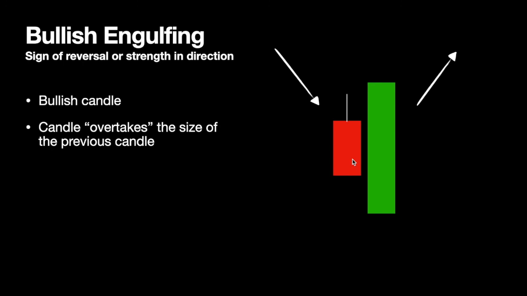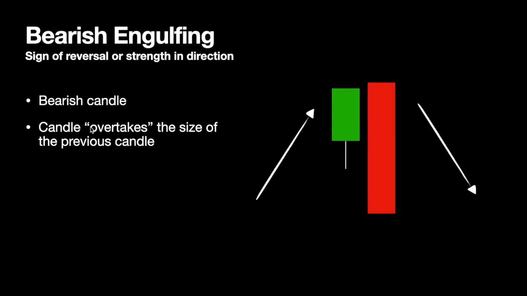So if a stock like Tesla, for example, is falling from $900 to $800, and then at $800 for the day, you see a bullish engulfing, that means now the stock has a good momentum to go back up. There's a clear sign that some kind of reversal is coming. So the candle must overtake the size of the previous candle. Bearish engulfing, same exact idea. The candle overtakes the previous candle and it pushes it in the other direction.